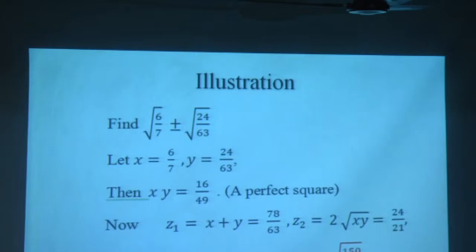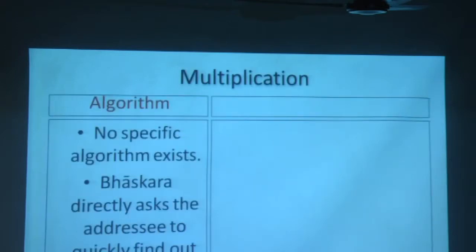As an illustration, I have selected one example where rational numbers are used in place of natural numbers. The answers obtained are root of 6 upon 7 plus or minus root 24 by 63. By Bhaskara's method, xy becomes 64 upon 49, which is a perfect square. So sum and subtraction exist, and respectively the answers are 150 upon 63 and 6 upon 63.